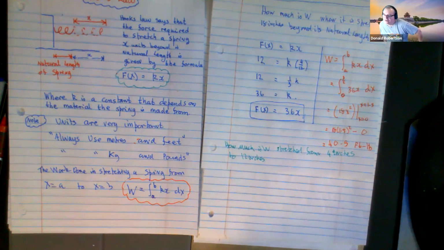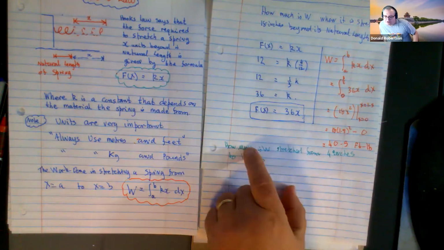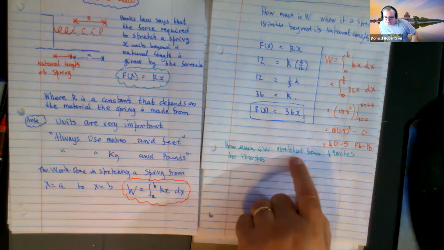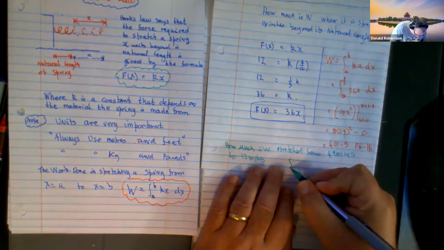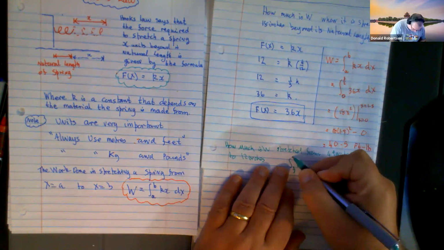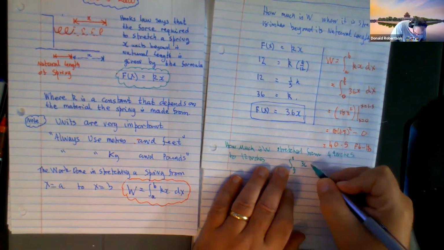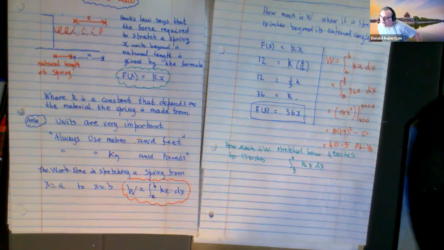Right, this would still be 36. But suppose we wanted to know how much work is done in stretching it from 4 inches to 12 inches. Wouldn't our integral now be from 4 inches, which is a third of a foot, to 12 inches, which is 1 foot, of 36x dx. Do you see that the question doesn't really change much? Once you know what k is, you can find the work done in stretching it from anywhere to anywhere else, as long as you make sure you turn things into feet.